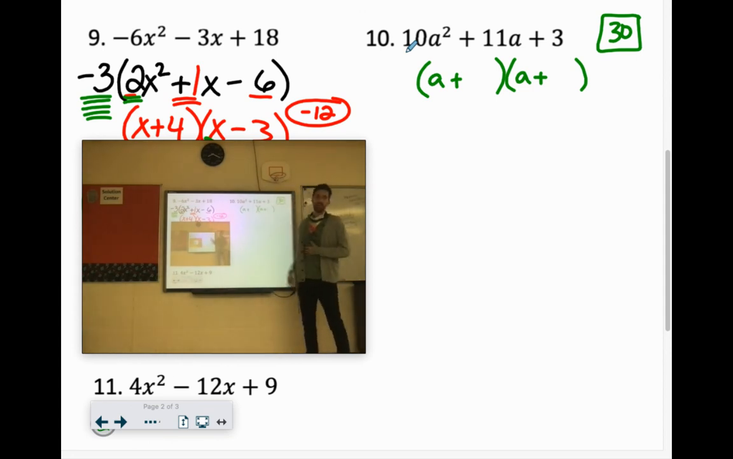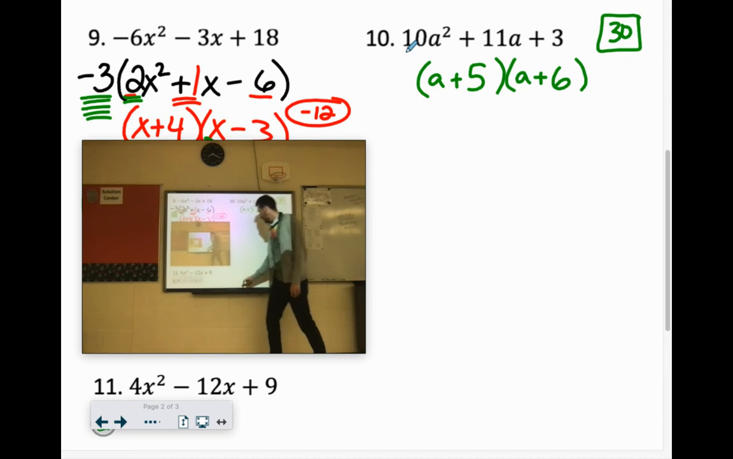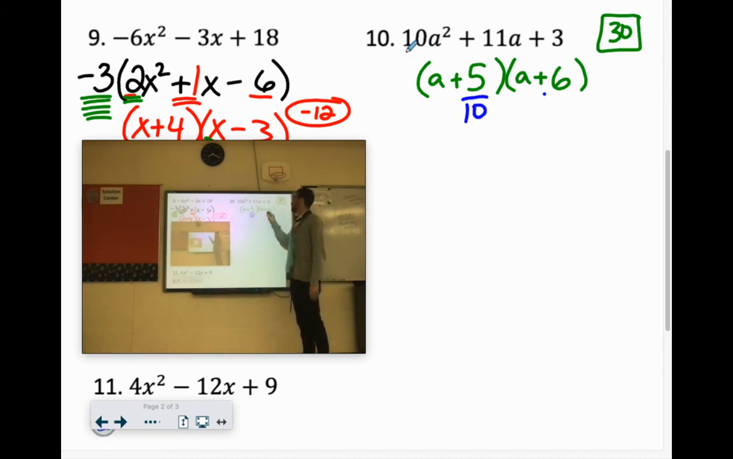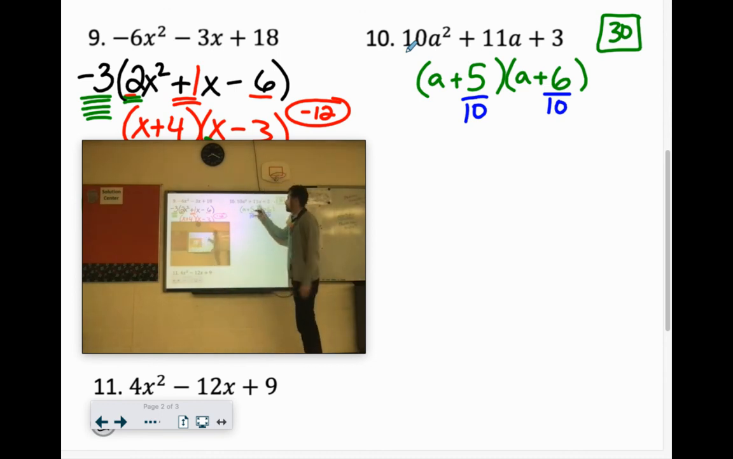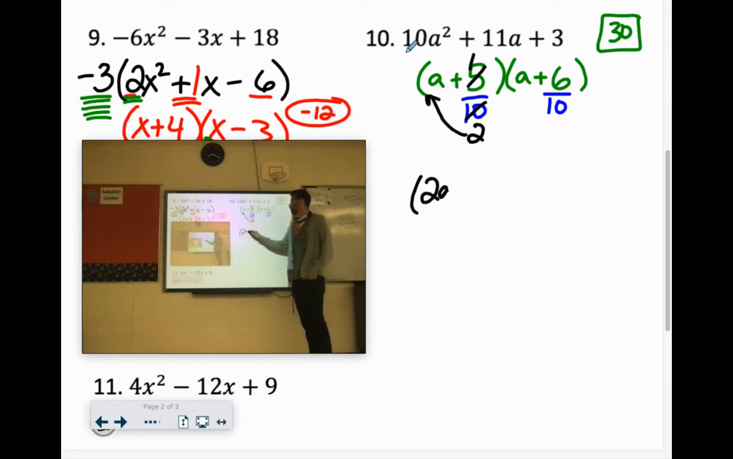Factors of 30 that add up to 11 would be 5 and 6. We try to divide them by a, which in our case would be 10. What I said is probably confusing on this one because we're dealing with the variable a as well. Simplify. 5/10, 1/2. The 2 comes to the front, 2a plus 1.